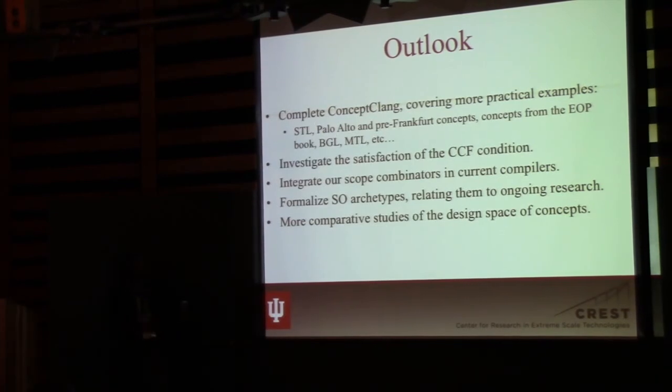I would like to investigate the CCF condition further and make sure that there is actually a way to specify a class of problems for which that condition can actually be proven valid, right? We want to integrate the scope combinators in current compilers, and we want to formalize the SO archetypes, relating them more to the research that is currently going on, and further our comparative studies of the design space of concepts.